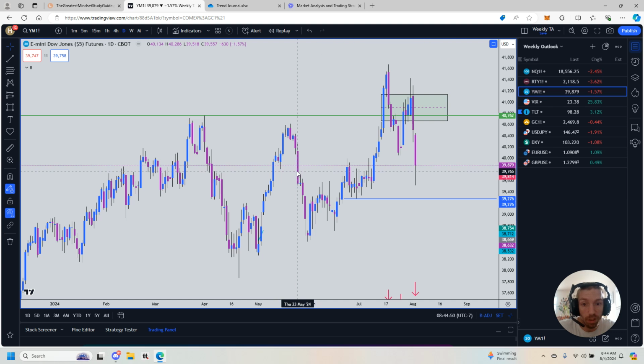We took out buy side liquidity. We're going towards sell side liquidity. And so that would be this low right here at 39,300. Nice round numbers. And that would be kind of where our target would be for the Dow if we continue lower.